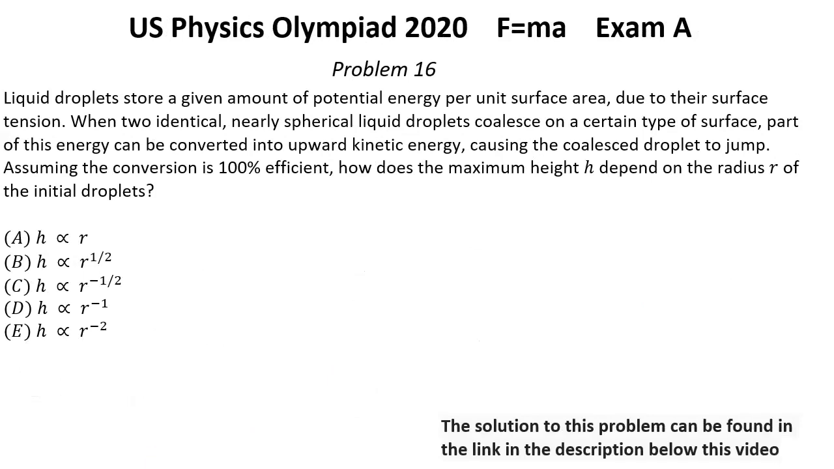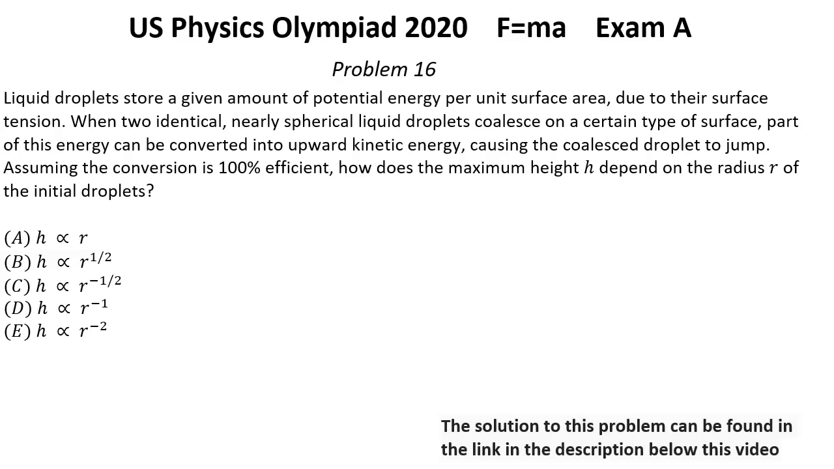Problem number 16. Liquid droplets store a given amount of potential energy per unit surface area due to their surface tension. When 2 identical, nearly spherical liquid droplets coalesce on a certain type of surface, part of this energy can be converted into upward kinetic energy, causing the coalesced droplet to jump. Assuming the conversion is 100% efficient, how does the maximum height h depend on the radius r of the initial droplets?